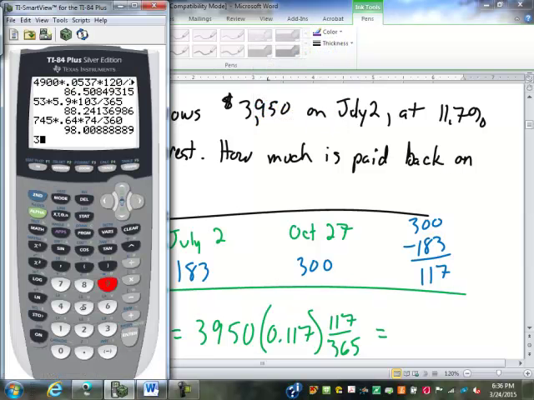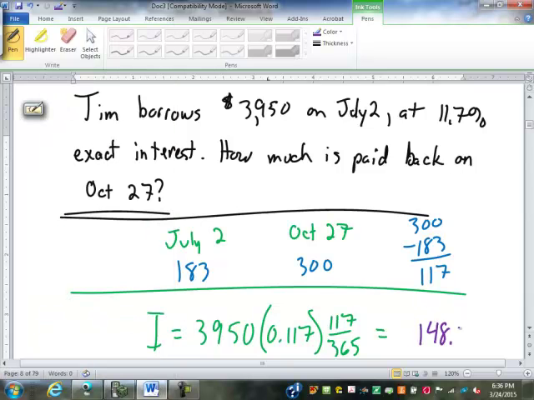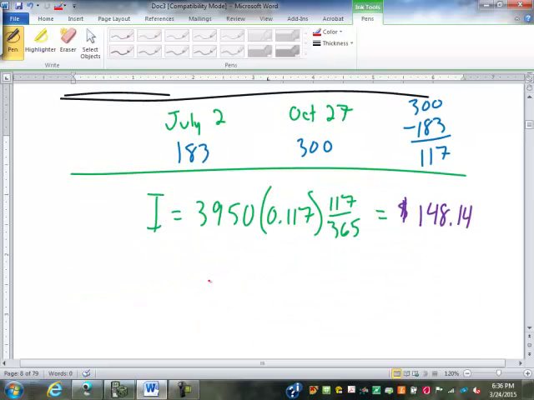So 3950 times 0.117 times 117 divided by 365 gives us $148.14. So, are we asked for the interest or are we asked for the maturity value? Maturity value. So we do have to add that on.